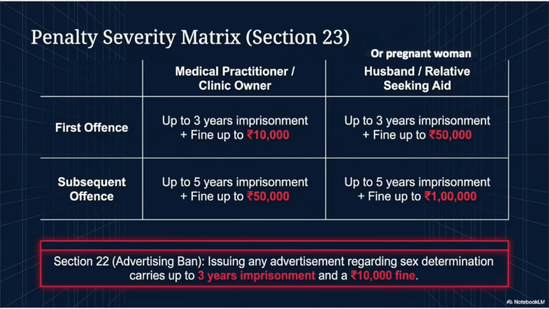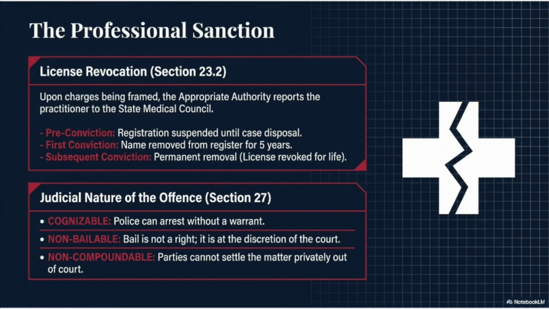Under Section 22, issuing any advertisement regarding sex determination carries up to 3 years imprisonment and a 10,000 rupee fine. Professional sanctions follow conviction. Under Section 23.2, once charges are framed, the appropriate authority reports the practitioner to the State Medical Council. Before conviction, registration is suspended.